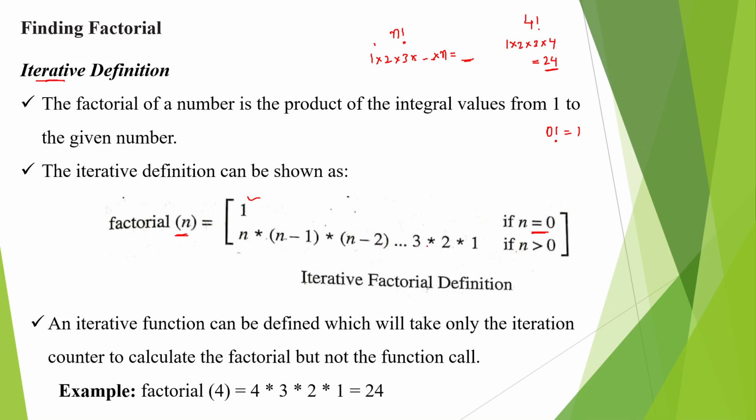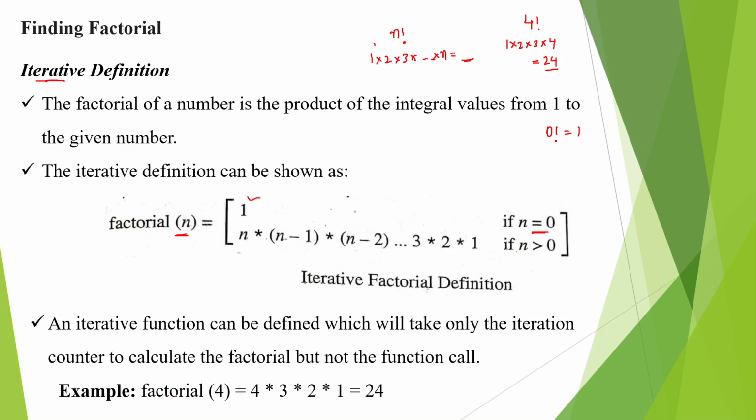We need to multiply all the numbers starting from 1 till that number. Here we have just given it in reverse order. We need to multiply all the numbers starting from 1 till that number, so as to get the factorial of that number. We call this type of definition an iterative definition to find the factorial. There is another approach, we know that recursion.